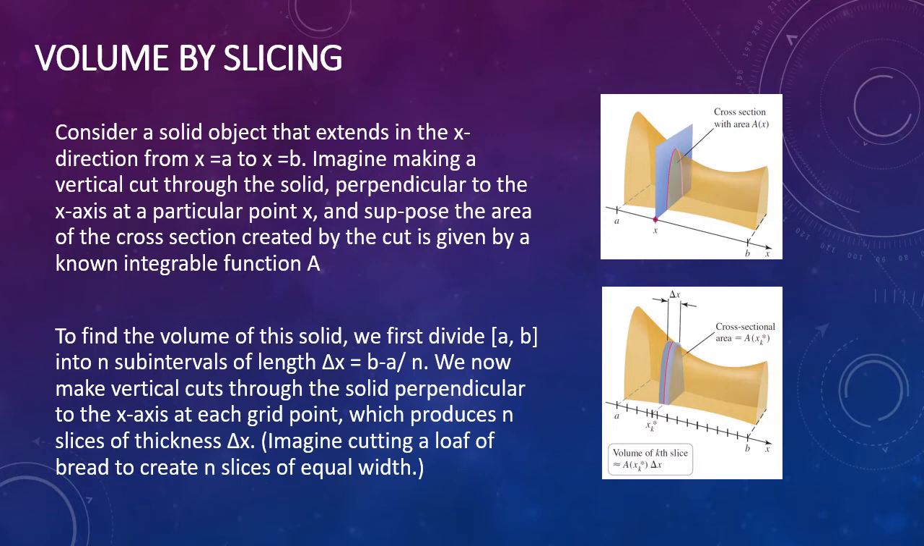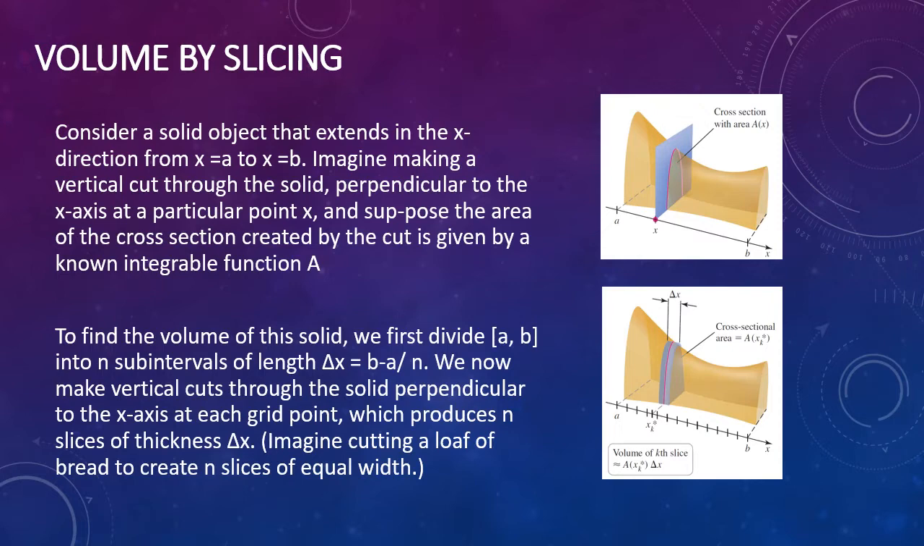So let's look at this figure a little bit closer. Consider a solid object that extends in the x direction from x equals a to x equals b, and imagine making a vertical cut through the solid perpendicular to the x-axis at a particular point x. Suppose the area of the cross-section created by the cut is given by a known integrable function. It looks like a little archway.